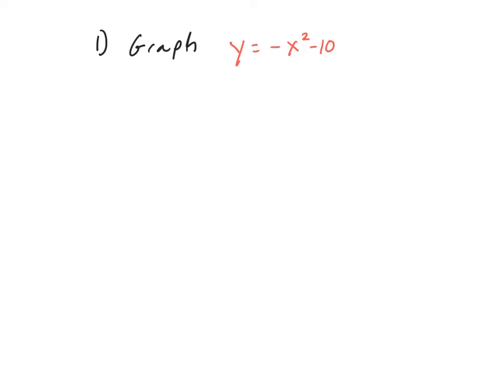This is bellwork for Monday, February 12th. On number 1, it's asking us to graph the quadratic equation y equals negative x squared minus 10. So first thing we want to do is locate the vertex.